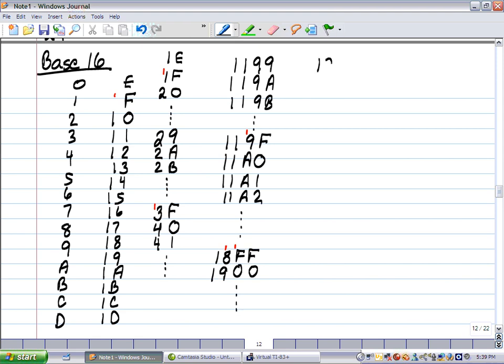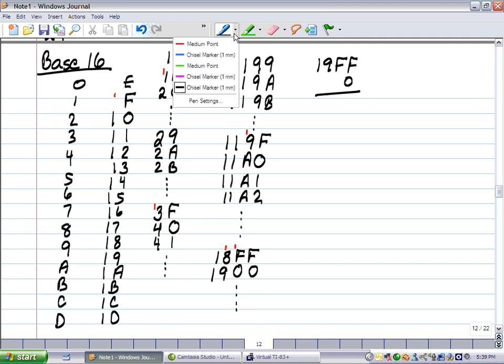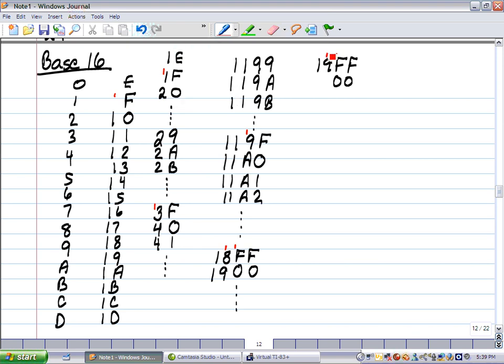Keep going. What's after 19FF? We'll do 1 or 2 more. Well, there isn't one, so I have to start over and go to the next place value. What's after F? There isn't anything, so I have to go to 0, starting over, and go to the next place value. And what comes after 9? A. So 1A00. And then after that, 1A01.